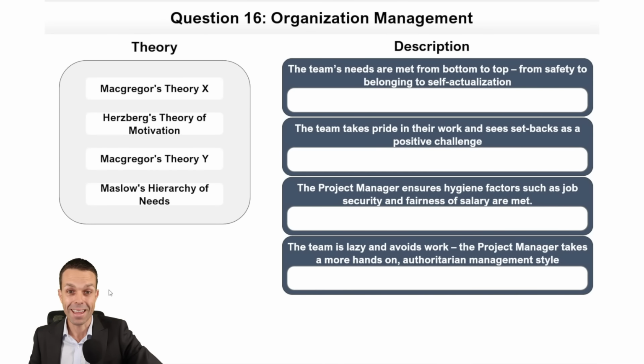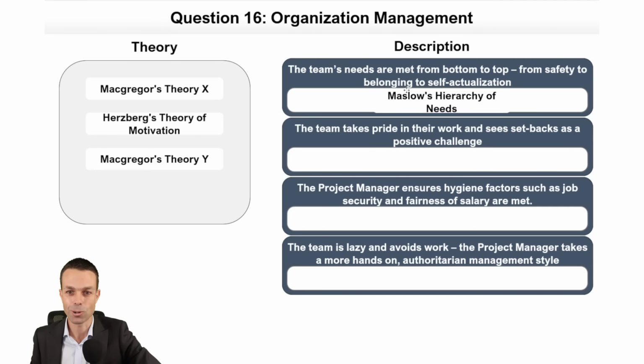Okay. All right. And more organizational management. Wow, this is good. Okay. So lots of leadership. This is going to be fun. The team's needs are met from the bottom to the top, from safety to belonging to self-actualization. If you know that one, that is Maslow's hierarchy of needs. There it is.